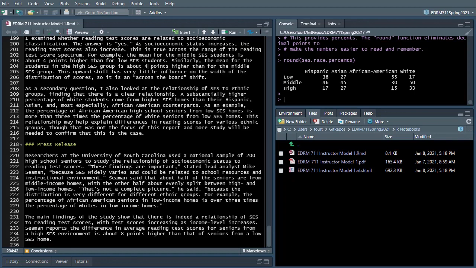Then I finish with the main finding. And I even talk about how the average reading test scores for seniors from high SES is about 8 points higher than that from low SES. I didn't use the 444 because I thought that was a little bit too much, but I still am being specific. It's really easy, I find, for students to think that just because they're writing for the educated but non-statistical reader that they shouldn't provide specific information or that it might be confusing.